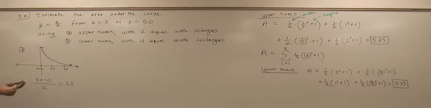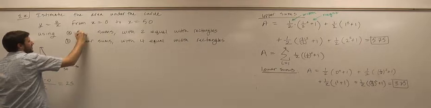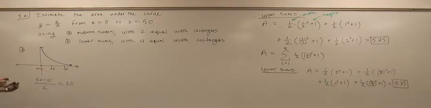The length of your interval over the number of rectangles. I can't do upper sums. Let's do midpoint. I changed it from my notes and it screwed me. You see why it screwed me? Why can't I do upper sums on this? Because it's an asymptote at the stupid left-hand endpoint.